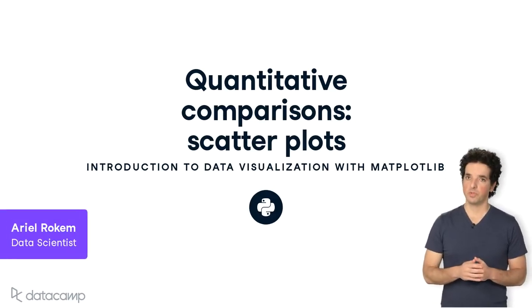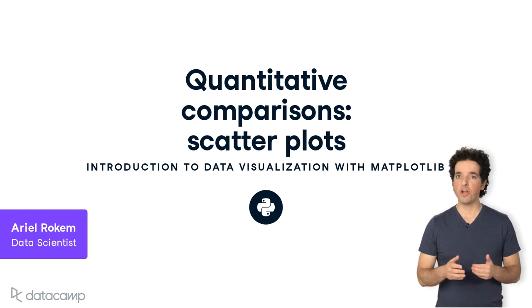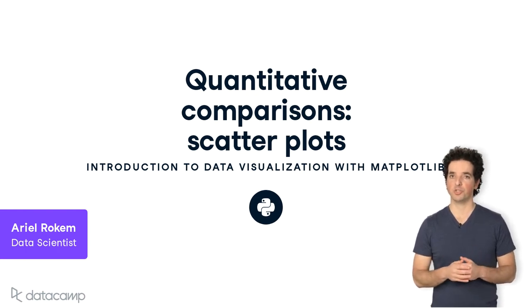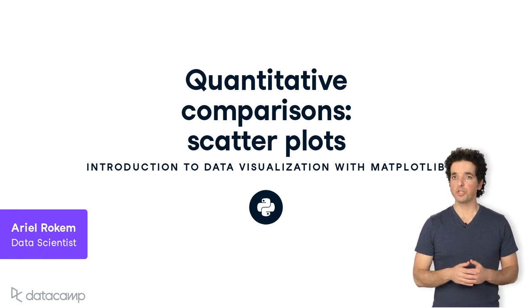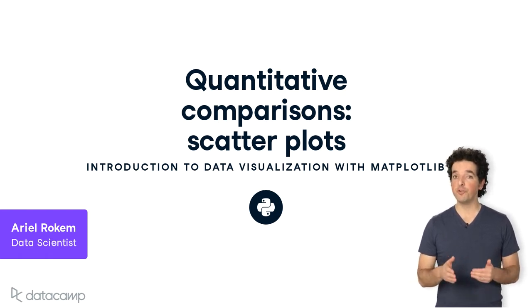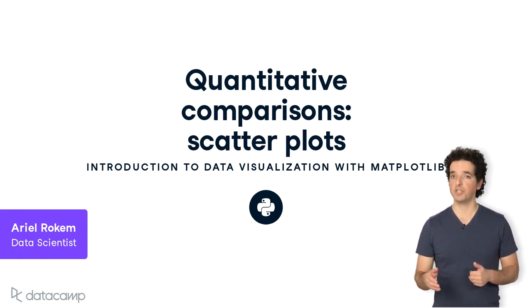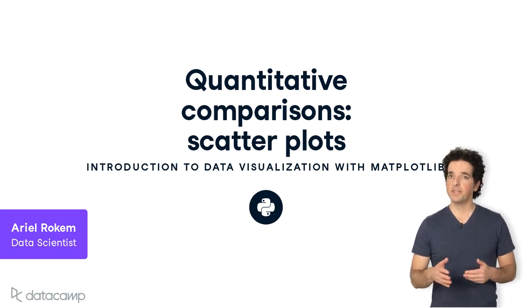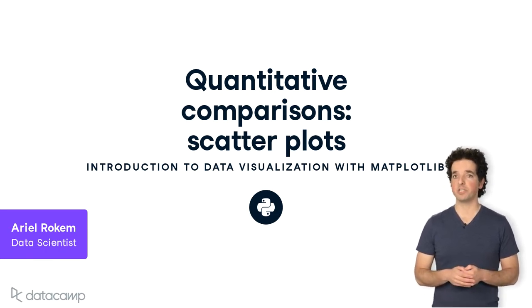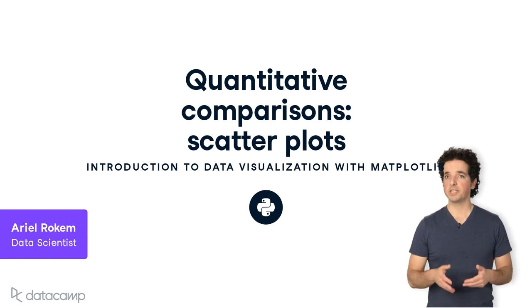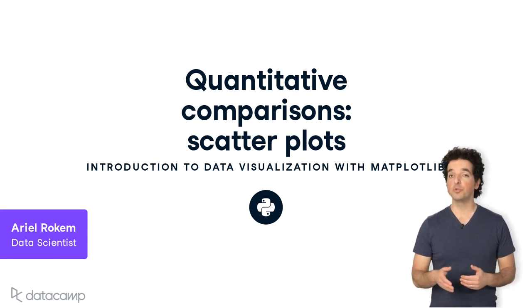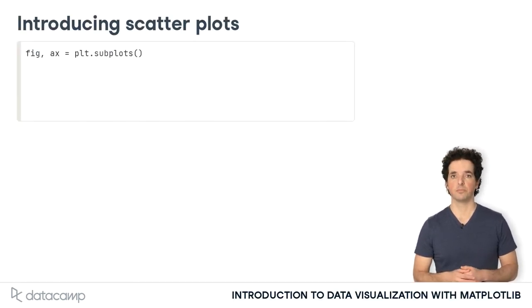Bar charts show us the values of one variable across different conditions, such as different countries. But what if you want to compare the values of different variables across observations? This is sometimes called bivariate comparison because it involves the values of two different variables. A standard visualization for bivariate comparisons is a scatter plot.